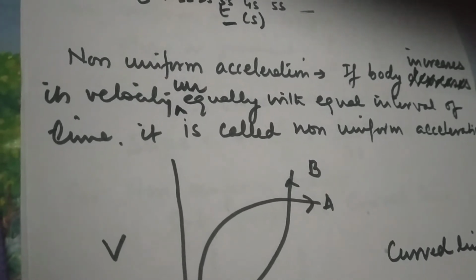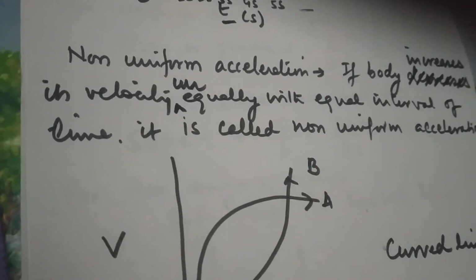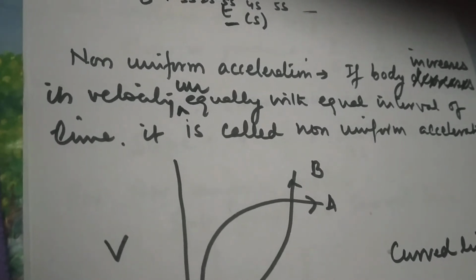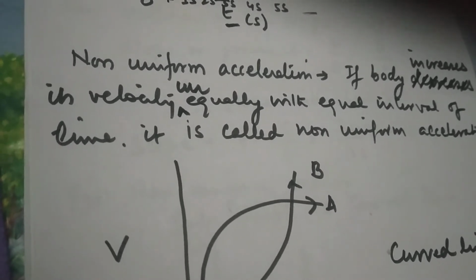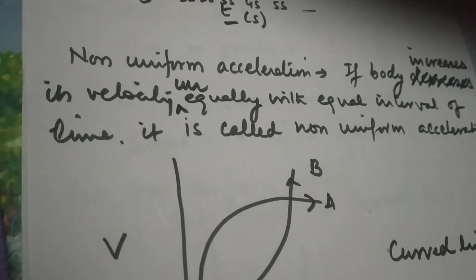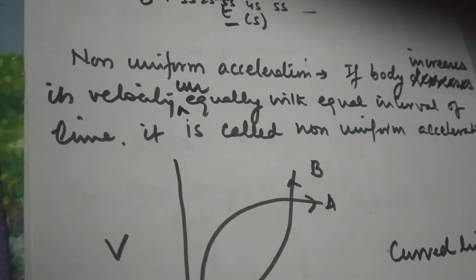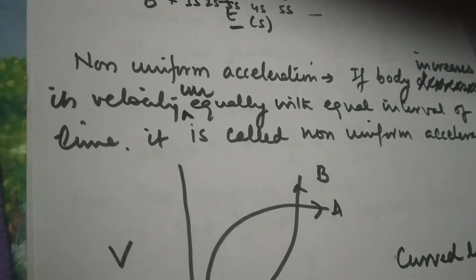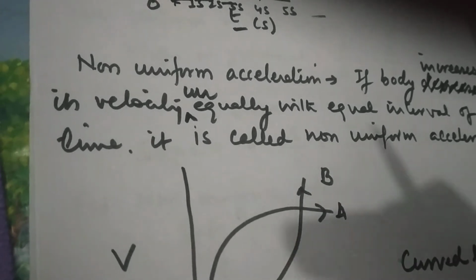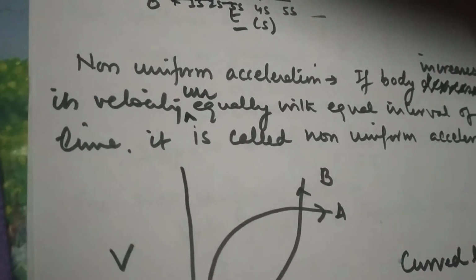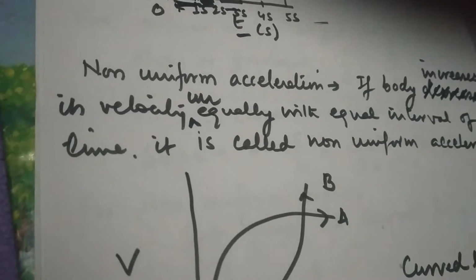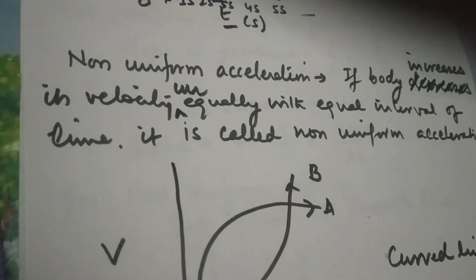If a body increases its velocity unequally with equal intervals of time. Now you have seen we are increasing our velocity unequally. It means that you are not increasing your velocity equally. For example, in 1 second your velocity goes from 0 to 10. In the next 1 second it becomes 12. In the next 1 second it becomes 20. It means that you are increasing the velocity unequally.